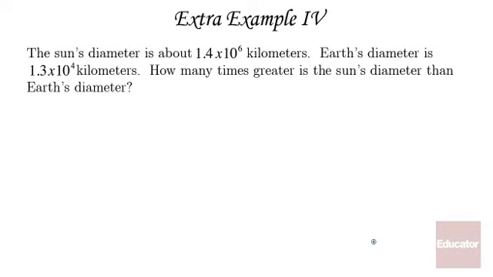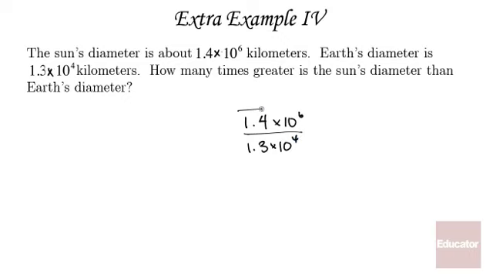The sun's diameter is about 1.4 times 10 to the 6 kilometers. Earth's diameter is about 1.3 times 10 to the 4th kilometers. How many times greater is the sun's diameter than the Earth's diameter? How many times greater is it? So if we divide, we'll find out how many little Earths can fit inside the sun's diameter. So let's take the sun, which is the greater one, 1.4 times 10 to the 6th, and divide by 1.3 times 10 to the 4th.